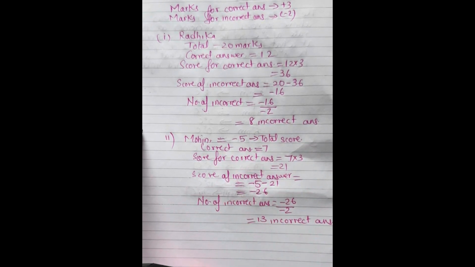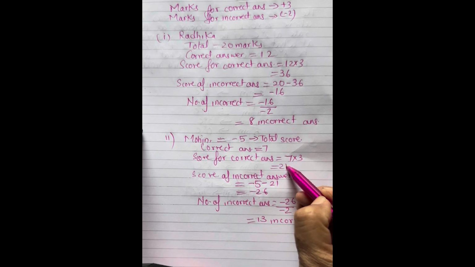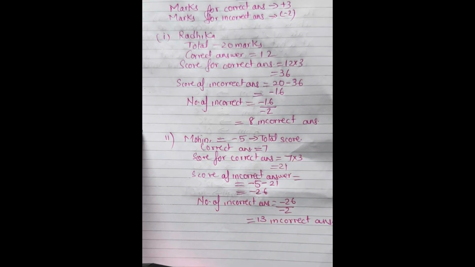Let us see Mohini's case. She gave 7 correct answers. So 7 threes are 21. That we did. Now she got 13 incorrect answers. 13 will multiply by minus 2, right? So 13 into minus 2 gives you minus 26. So minus 26 plus 21 gives you minus 5. Right? That means both the answers are correct. So in exams also you can cross-check whether your answers are correct or not.